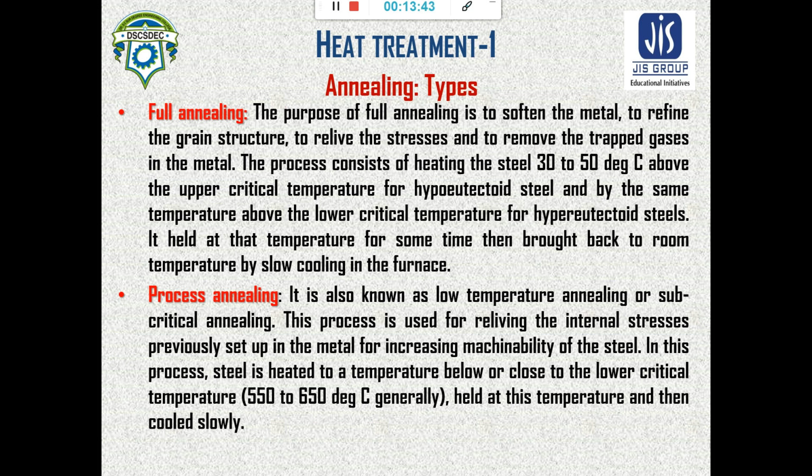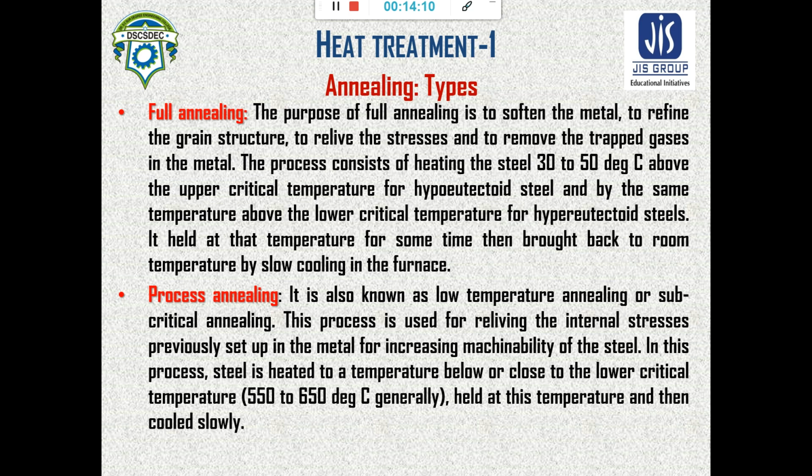The process consists of heating the steel 30 to 50 degrees Celsius above the upper critical temperature, and it is held at that temperature for some time, then brought back to room temperature by slow cooling in the furnace. So this is the full annealing process, or the general annealing process.